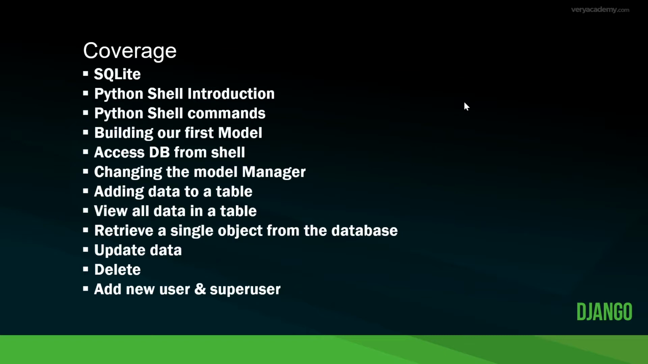So we'll access the database from the shell, and then I'll go through the concepts of a model manager and how to create a model manager in principle. And then we'll add some data to a table, view all the data in the table, and look at individual pieces of data in the table. So we'll look at how those queries can be created. And then we'll retrieve a single object from a database, like I've just said, using get. And then we have a look at updating the data in the database, deleting data, and using some other filter functions, for example, order by, filter, exclude, for example.